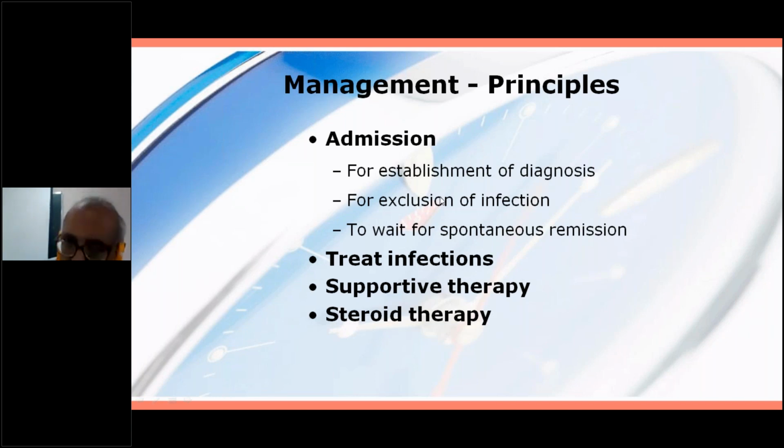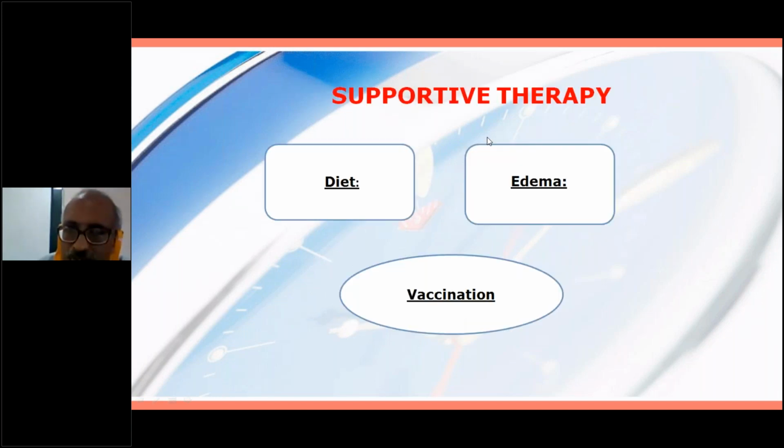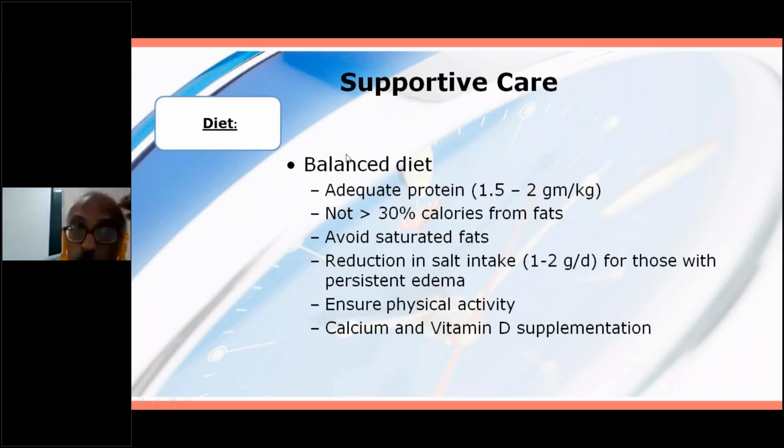The management principle is to admit the child, exclude infections, and wait for spontaneous remission. You can admit the child if healthy, treat infections, initiate supportive therapy, and start steroid therapy. Supportive therapy is these three things I was telling you. What do you mean by diet? It's a balanced diet. Adequate protein is enough. No need for a high protein diet.